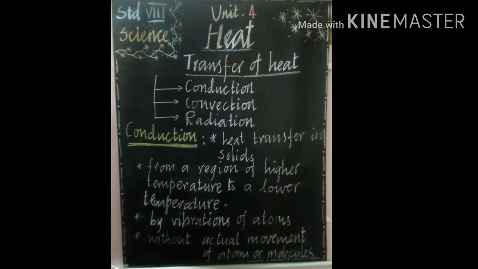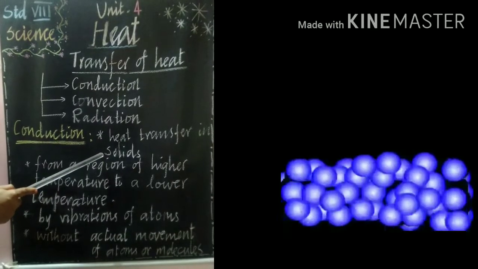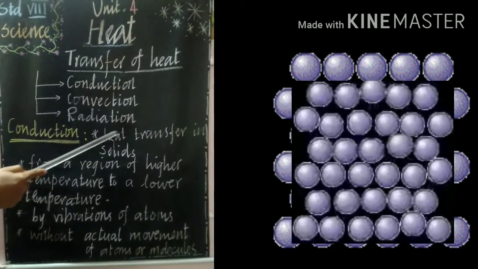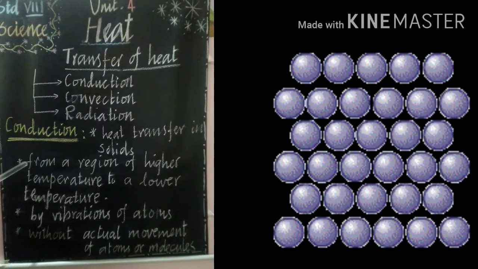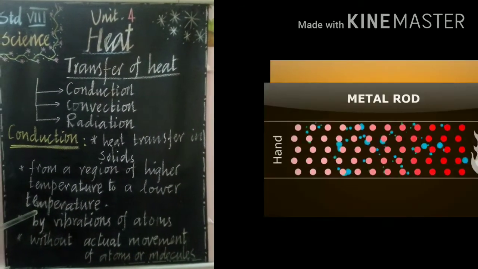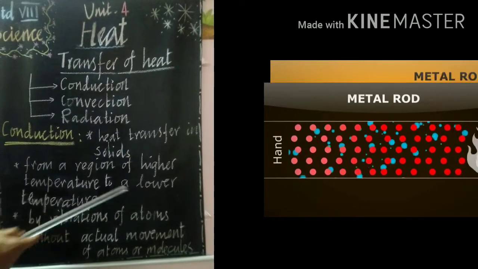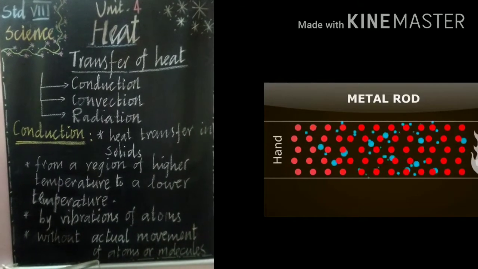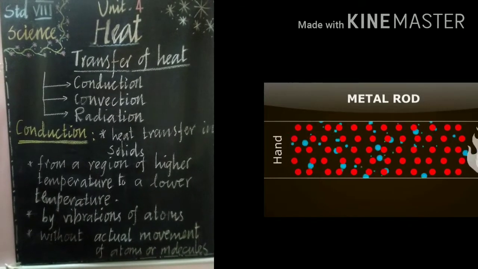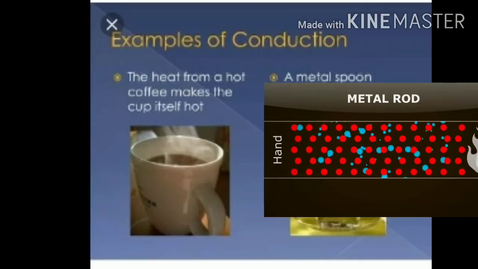First one, conduction. This mode of heat transfer takes place mostly in solids because the atoms and molecules arranged in solids are closely packed. So, heat can easily move from a region of higher temperature to a lower temperature by vibrations of atoms only, without actual movement of atoms or molecules. Here, by vibration of the atoms only. This can be explained with a small activity.